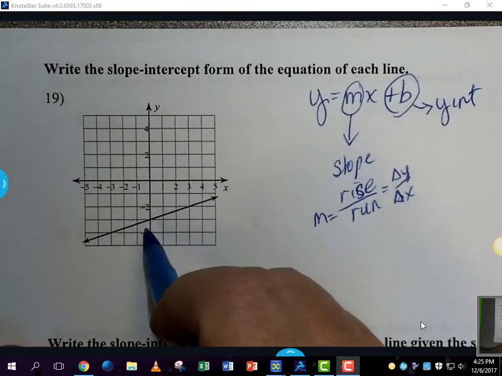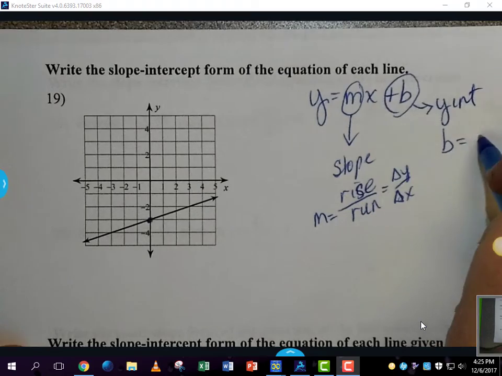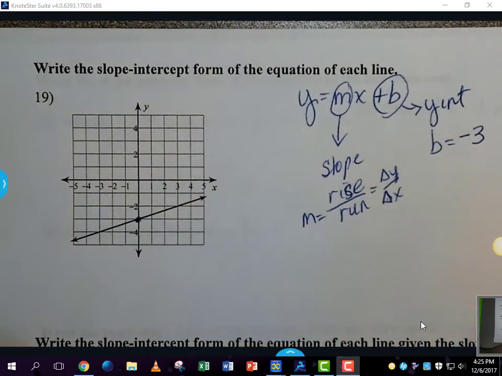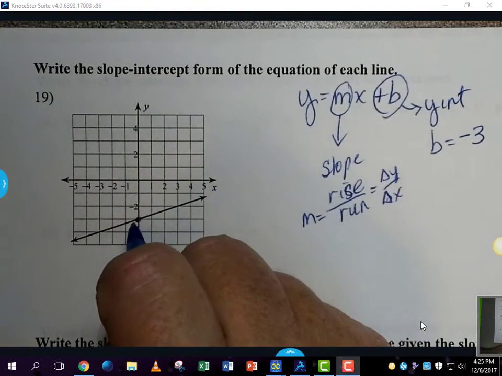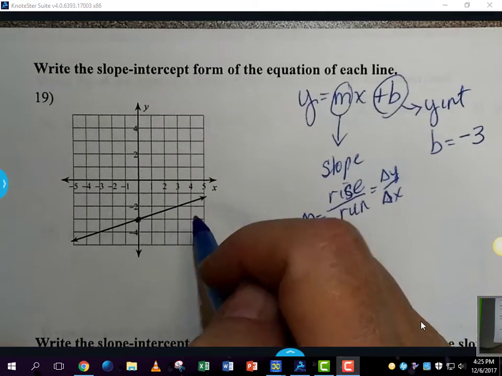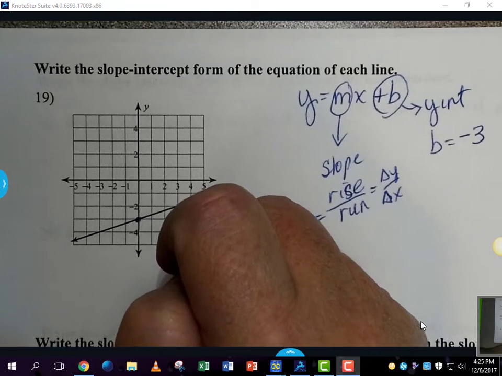Well, if I look down here, here's the y-intercept at -3. So b equals -3. So now I have my number to put in for b, but I also have to have my number to put in for m. So I need to look at where the line crosses grid marks pretty precisely. And so I would say that this would work.